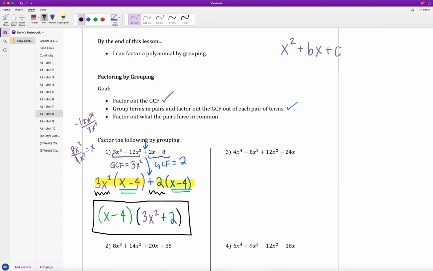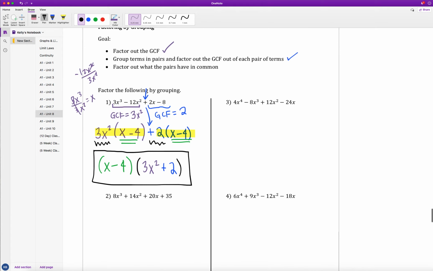If we were to distribute this back in, we'd get x minus 4 times our 3x squared, which would give us that first term here, plus our x minus 4 times our positive 2, which is our second term. And as always, we can FOIL this whole thing out to check and make sure we end up back at our original problem that we started with. So that is how we factor by grouping.